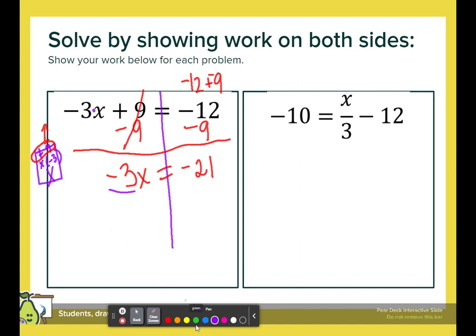Okay, then I got to get rid of, oops, I forgot to go unpack. I got to unpack my times a negative 3, which is divide by a negative 3 on both sides. That leaves me with 1x, and that leaves me with a positive 7 on the right side. Go ahead and try this right side. Maybe pause the video and then come back and see if you got your stuff right.